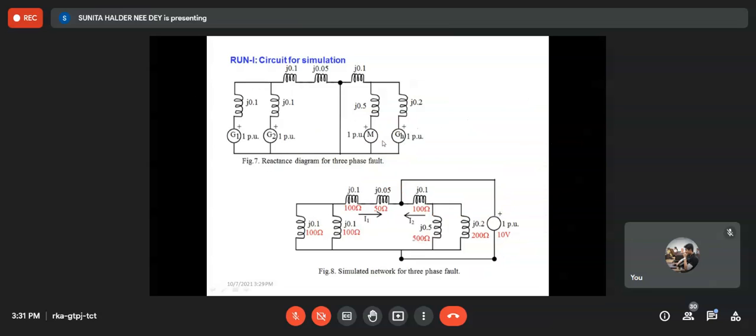If we make the shifting of sources, instead of that we can connect 1 per unit here. I have shown it in red color. Then what will be the simulated resistances and voltages, right? Whatever ammeter reading you are getting, you can convert into per unit, right? So 0.1 per unit means 0.1 into 1000, so 100 ohm, in this way.